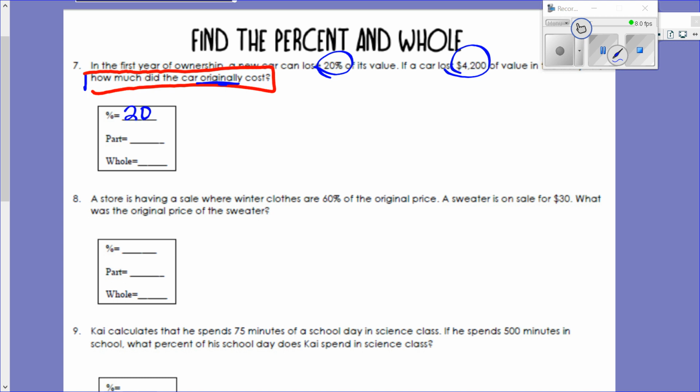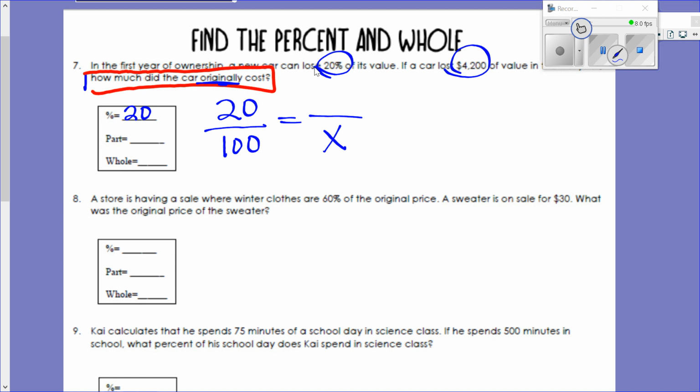Okay, so I'm going to put my percent over 100, and then put your whole under, over x. So my x is my whole. 4,200 is my whole. Is that correct? No. Okay, I kept hearing that as I walked around. No, it's not. What do you think, Zach?